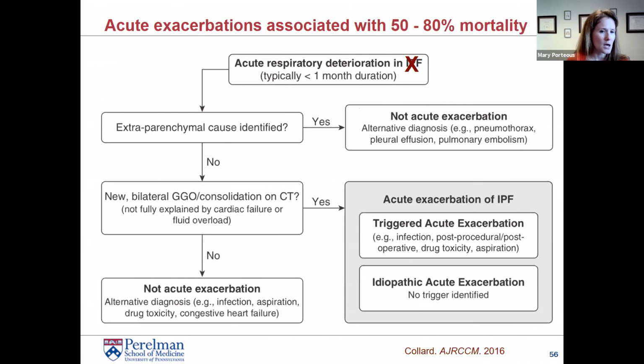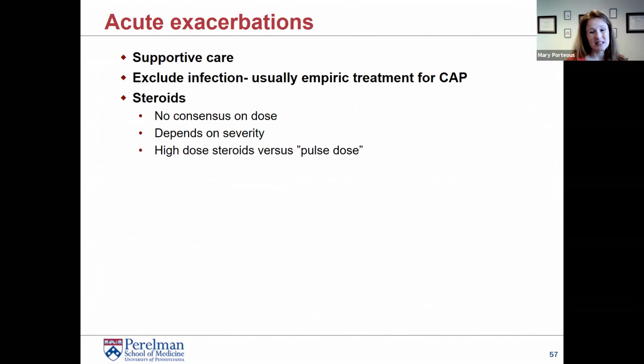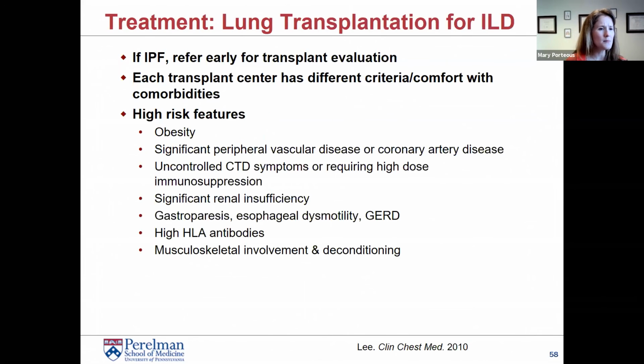Acute exacerbations are something where you're going to see a high risk of mortality in these patients. Again, they're characterized by worsening in symptoms and the presence of diffuse ground glass on CAT scan. Really the care is supportive. You exclude infections, you treat for infections empirically, and give steroids, but we don't know how much and for how long.